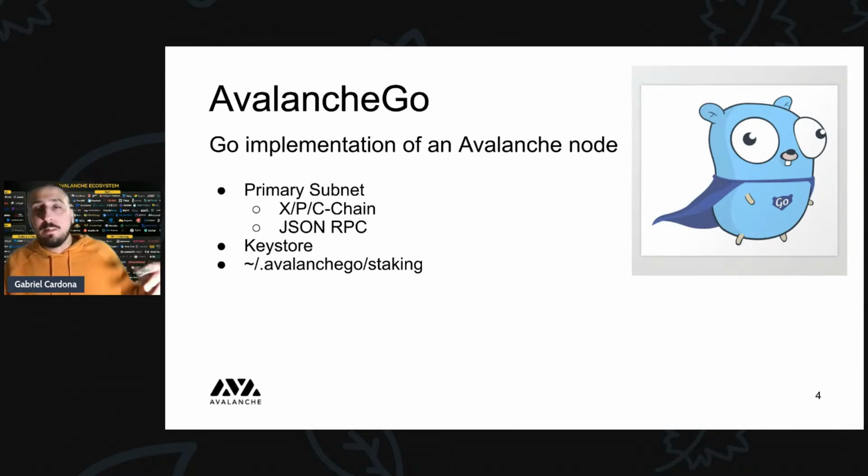AvalancheGo, of course, since it's a full node, has the primary subnet, so it has the X chain, the P chain, and the C chain, so you can do everything you could do in the Avalanche platform. Of course, you can do it here. You can create transactions, create assets, variable capped assets, fixed cap assets, non-fungible tokens. You can import and export assets across the different blockchains. You can add subnets. You can add validators and delegators. You can add subnet delegators and validators. You can launch blockchains. The full suite of APIs that are available on Avalanche as a platform are available through this particular body of software.